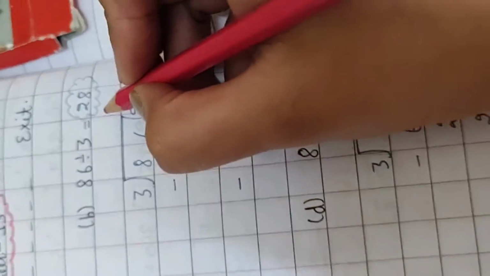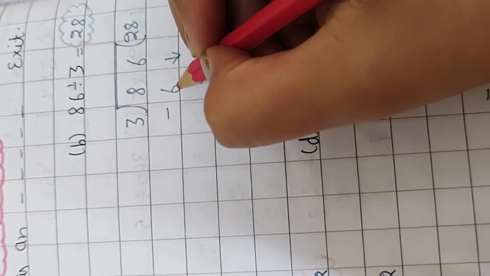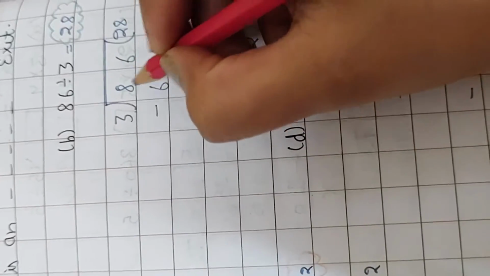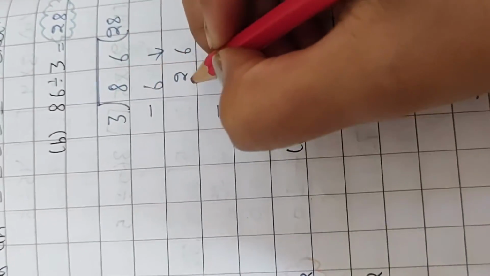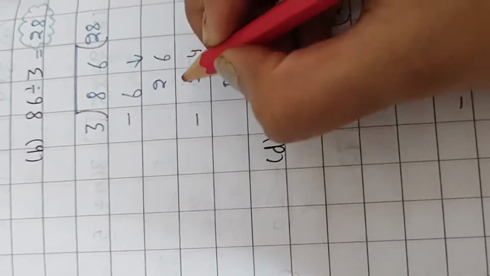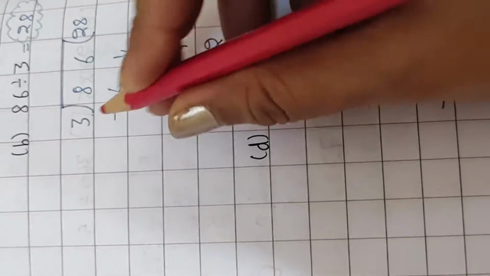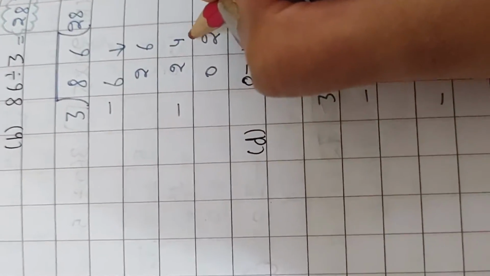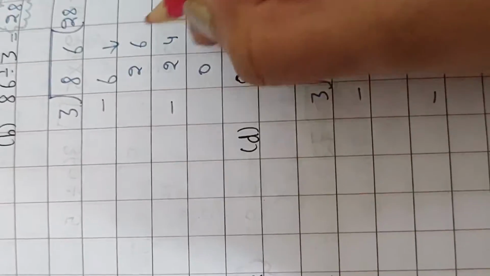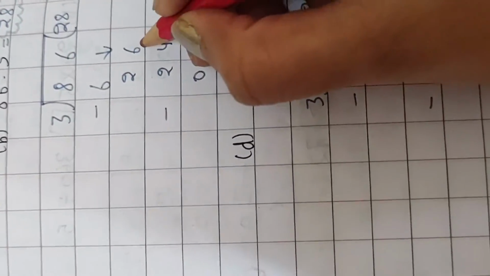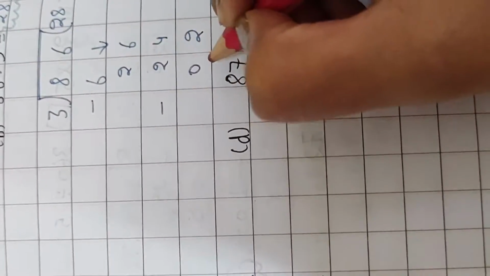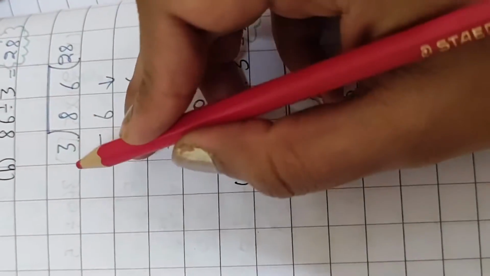And 86 divided by 3: 8 doesn't come in the table of 3, so we will write 6, the smallest one, and 8 minus 6 is 2. 6 we will bring down. 26 doesn't come in the table of 3, so we will write 24, the smaller number than 26. 6 minus 4 is 2, 2 minus 2 is 0. So 24 comes in the table of 3 at 8.